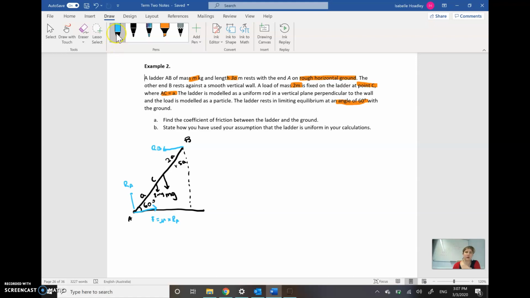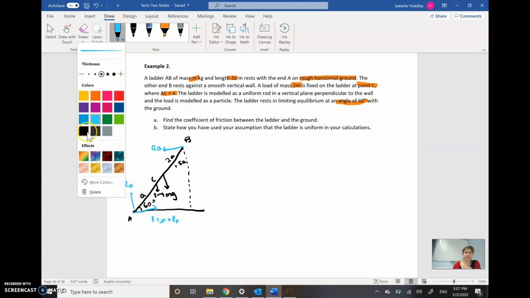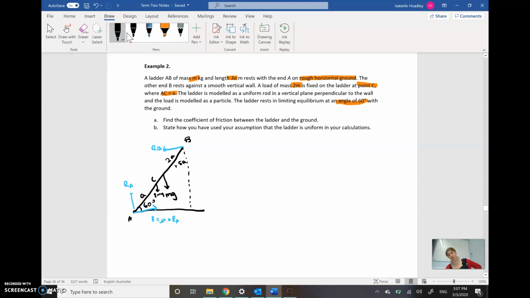So there's our scenario. From here, I find it easy with some of these questions if you just go through and write down everything that you know first, and that should help you find the stuff that you don't know or how you find it. So what I'm going to start off by doing is just resolving vertically.